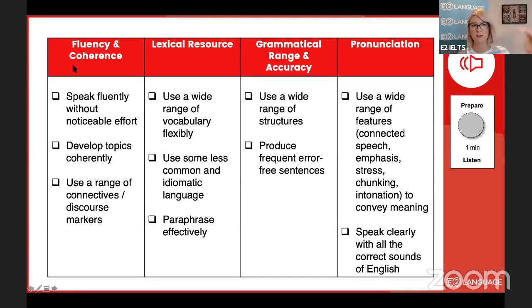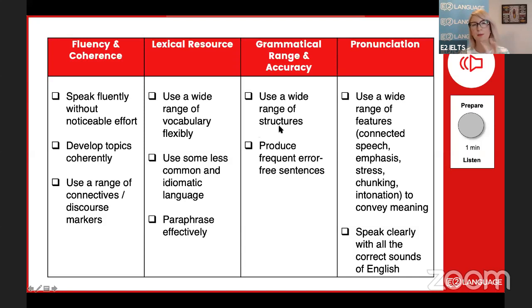Here's our checklist. First one, fluency and coherence. As you listen back, think, did I speak fluently? Could the examiner feel my effort? You want the examiner to feel no effort. Did I develop my topic? Did I use a range of connectives? On the one hand, on the other hand, despite this, having said that, another thing.